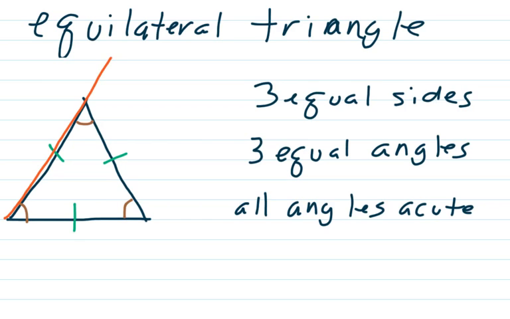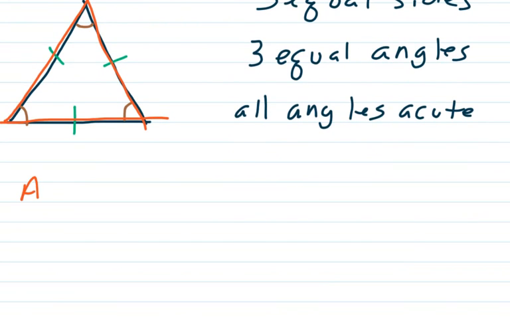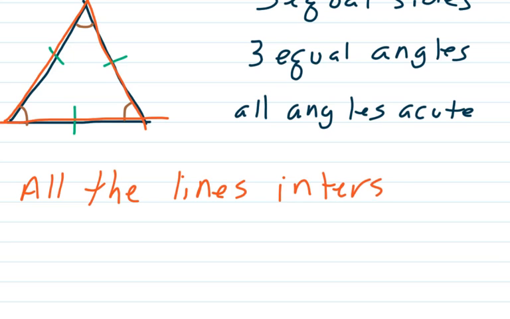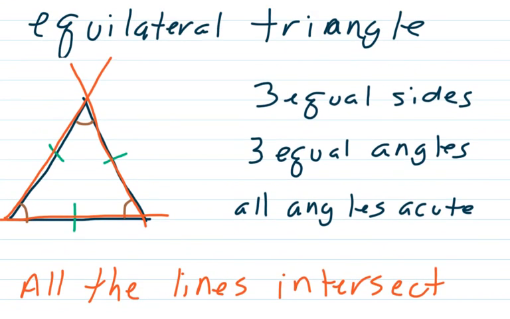Now, another thing that is significant and unique about equilateral triangles is that if you continue the line this way and this way, or this way and this way, all the lines intersect. So in other words, it has no parallel lines on a triangle. And that's going to be key, and that's going to be the same for pretty much every triangle. All the lines are always going to intersect or be perpendicular, with a perpendicular line being an intersecting line.